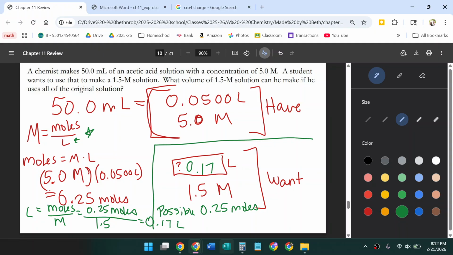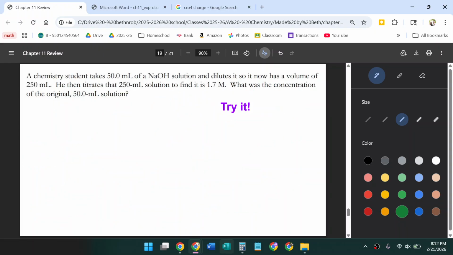0.17 liters. And we could change that back to milliliters if we wanted. We could say that we're going to use 170 milliliters, but it didn't ask us to put in milliliters, so sometimes it's usually safer just to leave it just like it is in whatever unit you found it if it doesn't tell you.